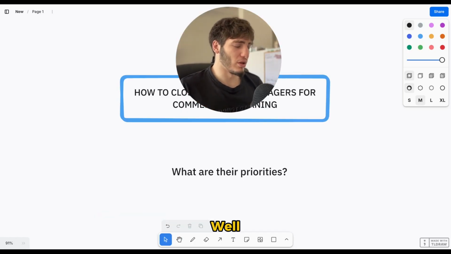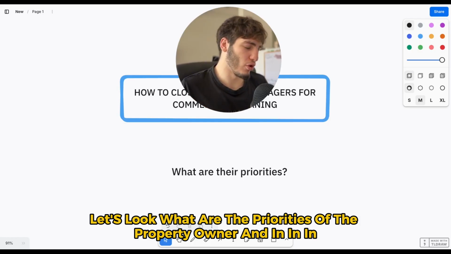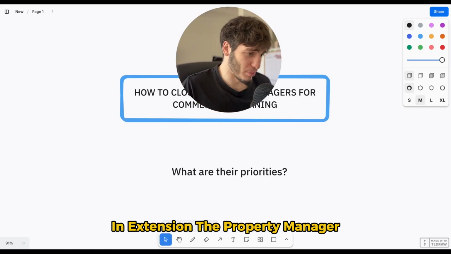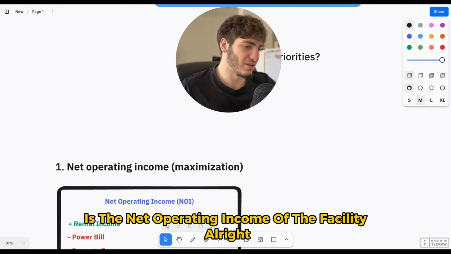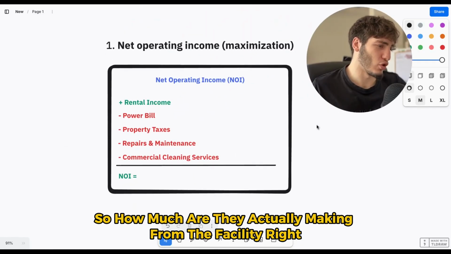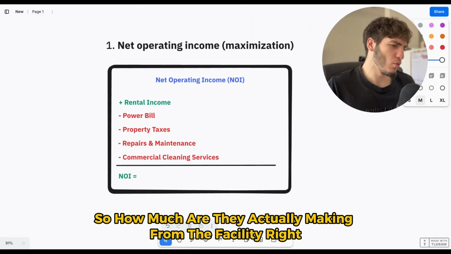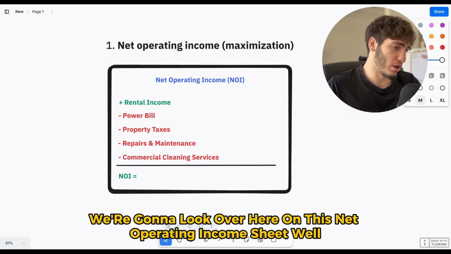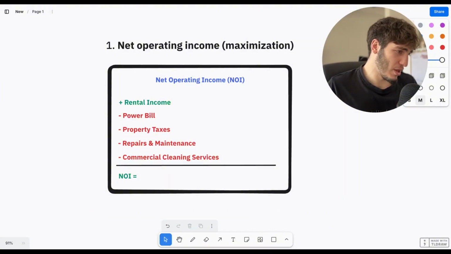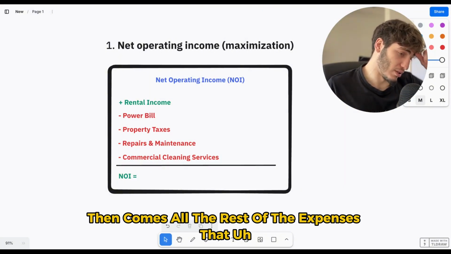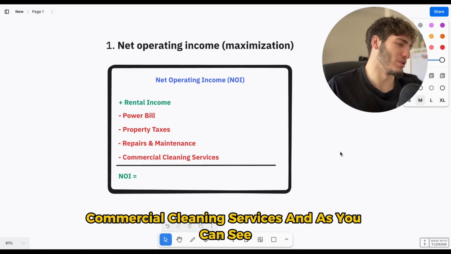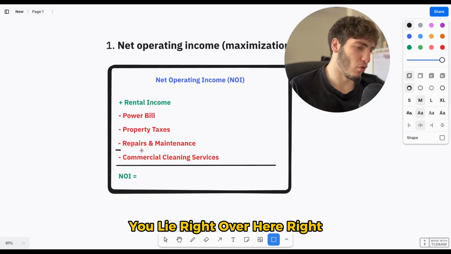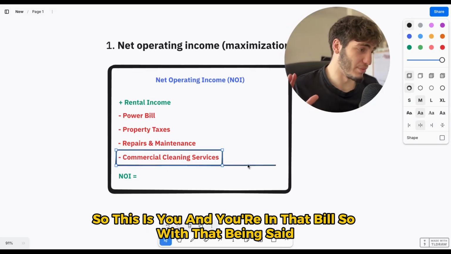So what does that give us? Well, let's look at the priorities of the property owner and, by extension, the property manager. The first and most important one, which the rest actually follow from, is the net operating income of the facility, right? So how much are they actually making from the facility? You're probably going to ask yourself, where do you lie in this? Well, we're going to look over here at this net operating income sheet. First things first, there's the rental income. Then comes all the rest of the expenses regarding the facility, right? So that's the power bill, property taxes, repairs and maintenance, commercial cleaning services. And as you can see, you lie right over here, right? So this is you and you're in that bill.